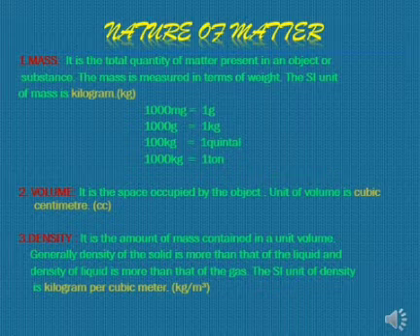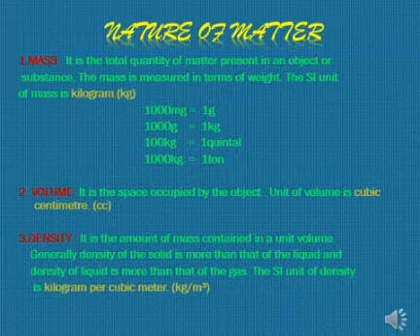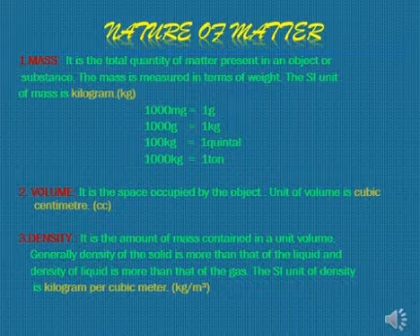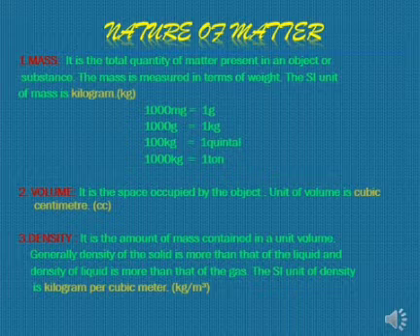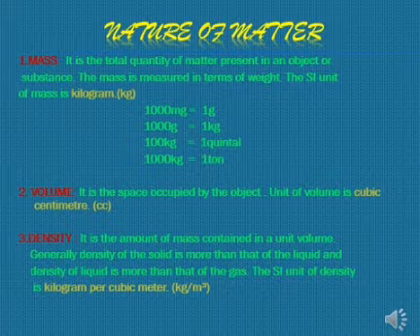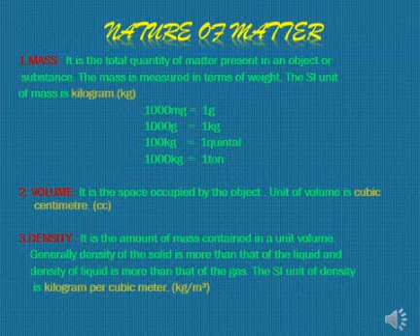So the amount of mass contained in a unit volume is called density. Generally, the density of a solid is more than that of a liquid. So solids have more density than liquids, and the density of a liquid is more than that of a gas. The standard international unit of density is kilogram per cubic meter, or kg per cubic meter.